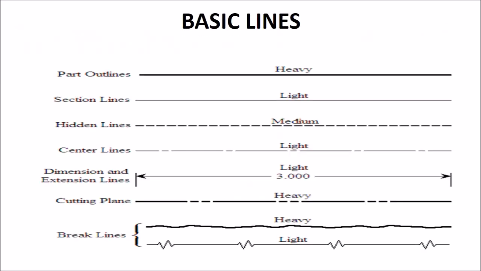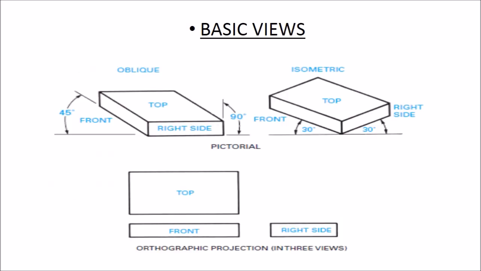These are the basic lines we went through. The part outlines, which is the object line, the section line, the hidden lines, center lines, dimension and extension line, cutting plane line, and the break lines. We also went over the basic views, the oblique and isometric, and also the top, front, and right side views. Please take a minute and look over these flashcards.